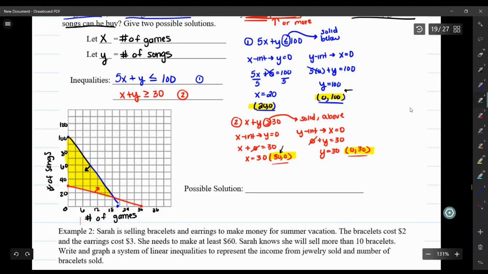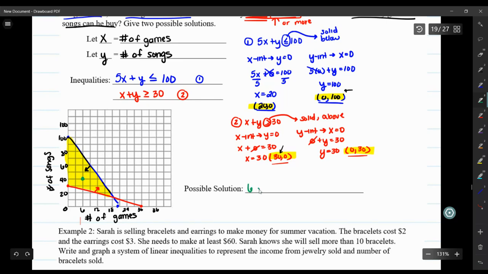Now, the last part of this question said to give 2 possible solutions. Well, I'm going to pick a point. I'm going to pick this point here. As long as it lands in the shade, that's a solution. So I could have 6 games.